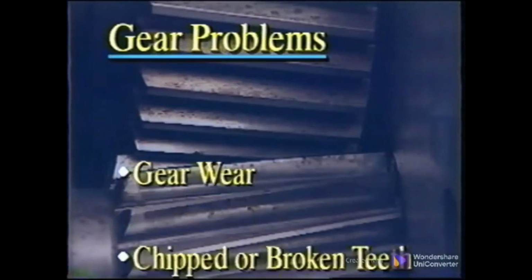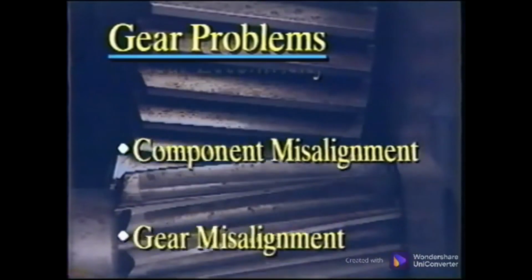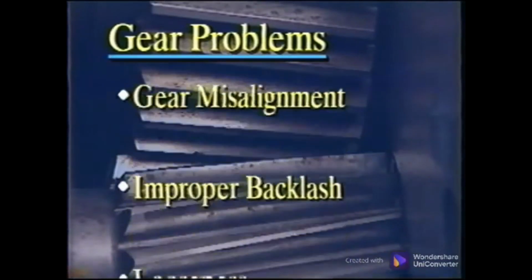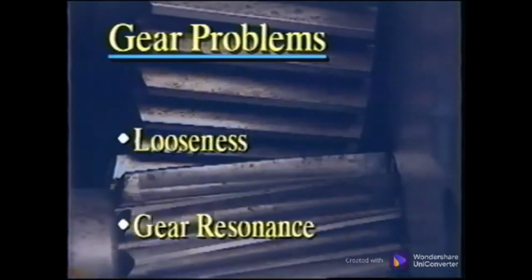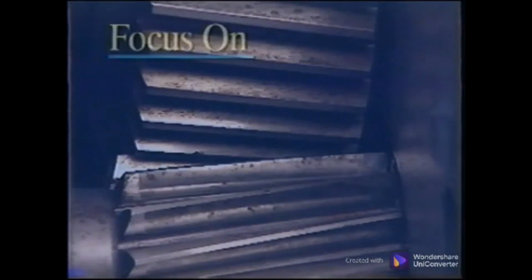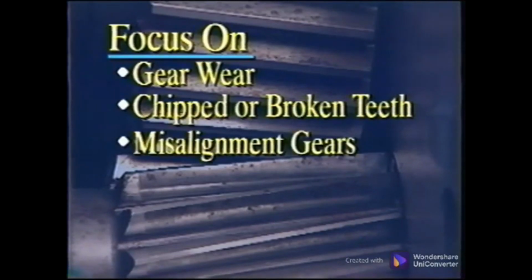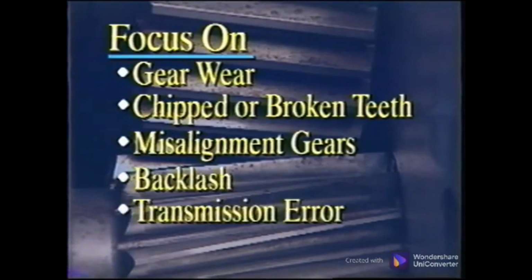Some of the common gear problems detectable with vibration analysis include gear wear, chipped or broken teeth, gear eccentricity, component misalignment, gear misalignment, improper backlash, looseness, gear resonance, hunting tooth problems, and improper meshing due to manufacturing errors. This program focuses on the most common problems: gear wear, chipped or broken teeth, misaligned gears, backlash, and transmission error, as well as the effects of load.